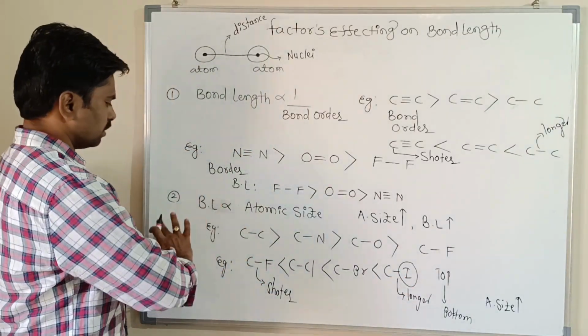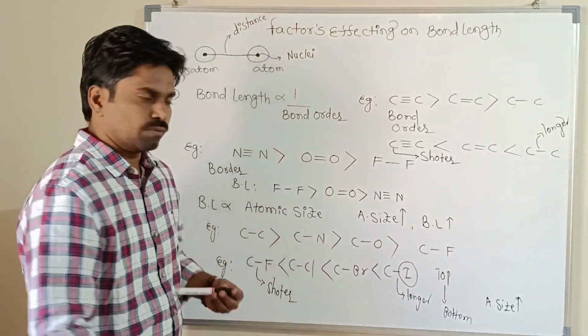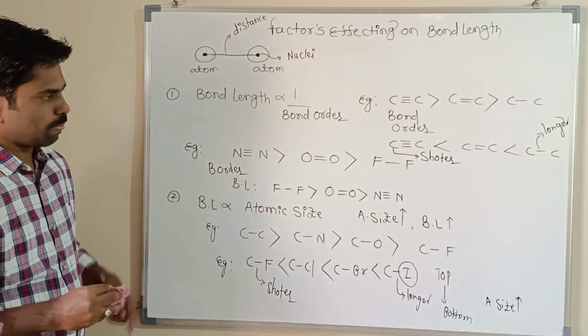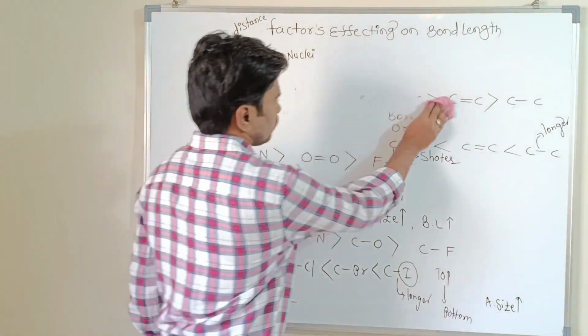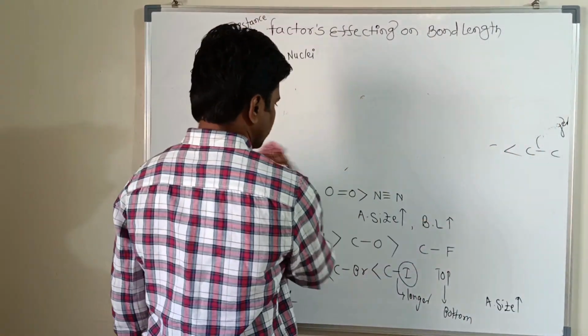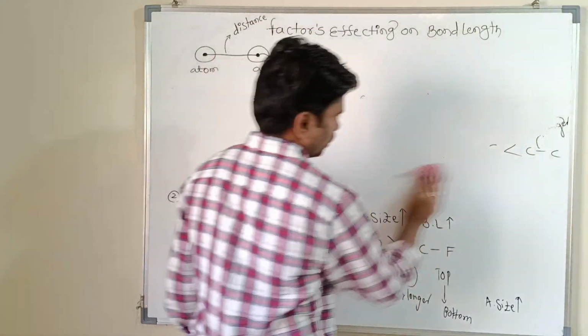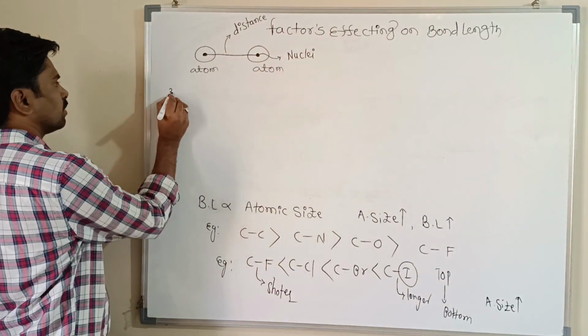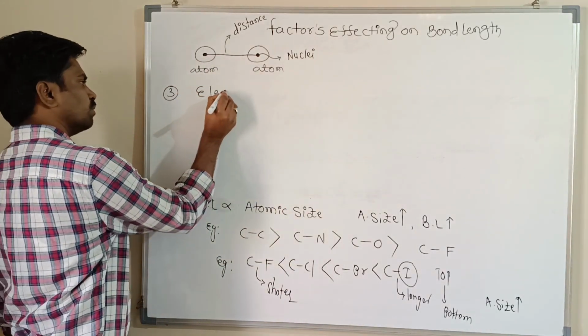Okay, this is case 2. Then I go for case 3. Note down first. Okay, first of all, you write now. Next one, I give the third factor, that is electronegativity.